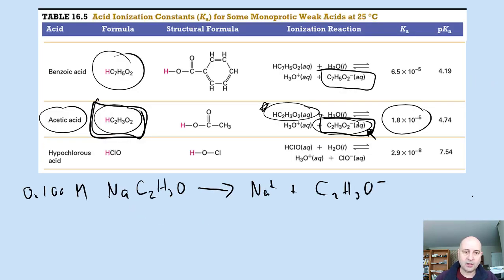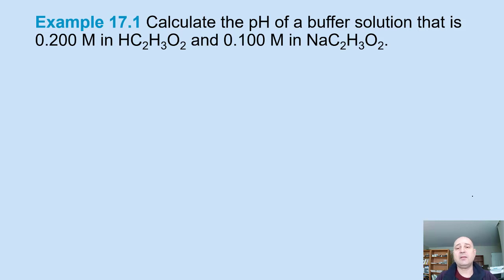All right. So now we can calculate again, for the second time, the buffer via two methods: the ICE table or the Henderson-Hasselbalch equation. Eventually you'll just use the Henderson-Hasselbalch equation because it's easier, but I still want to work that ICE table one more time.